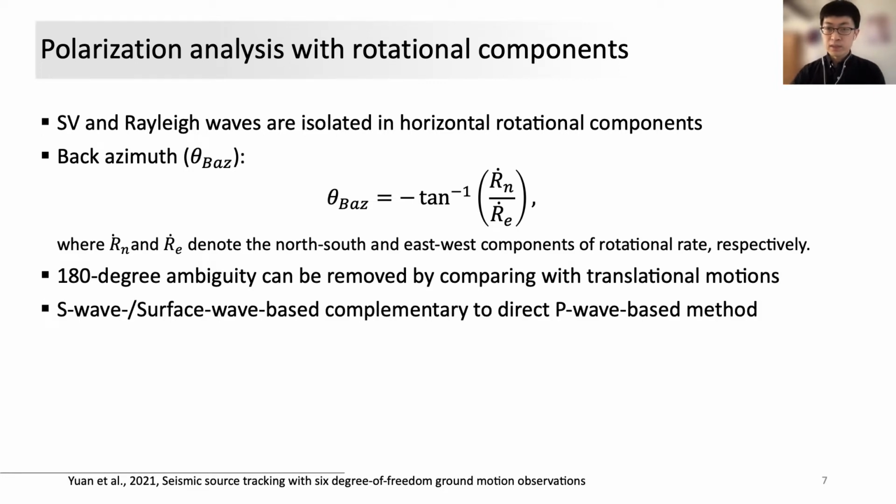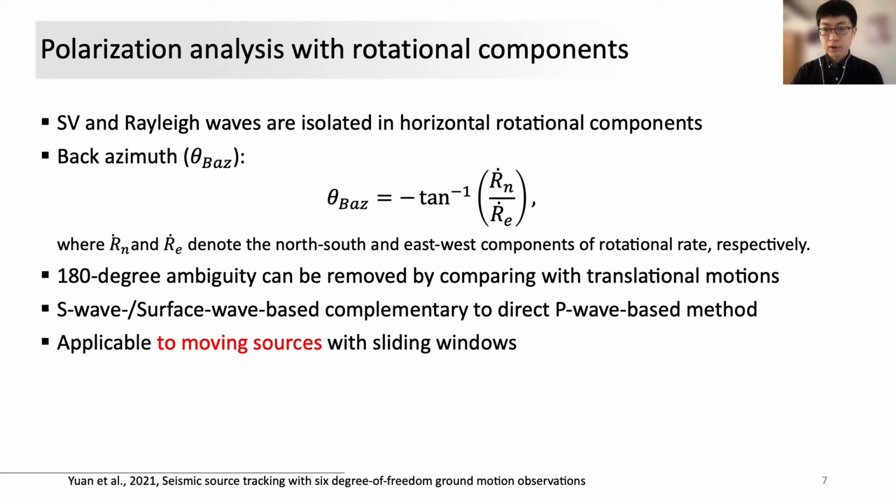Both the correlation-based and the polarization-based methods rely on Love waves and surface waves, so they are complementary to the classic P-wave-based method. The 6th degree of freedom measurement is actually not only applicable to static sources, but also moving sources with sliding windows.